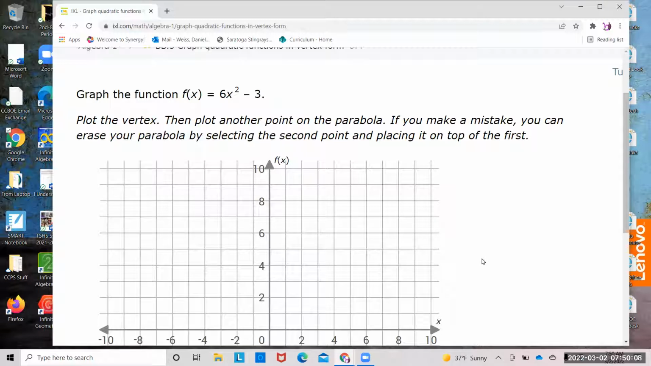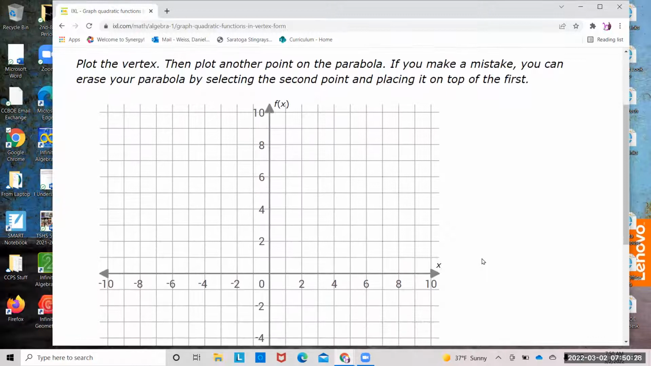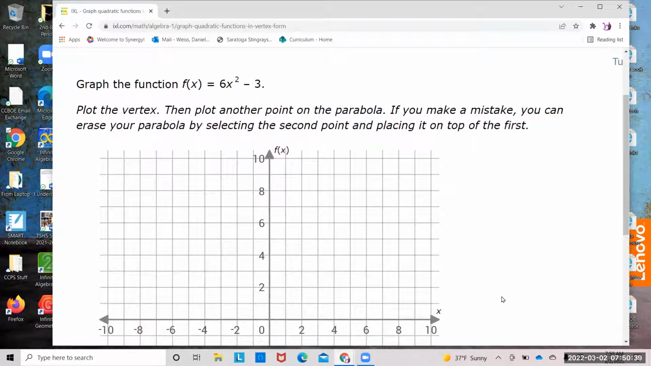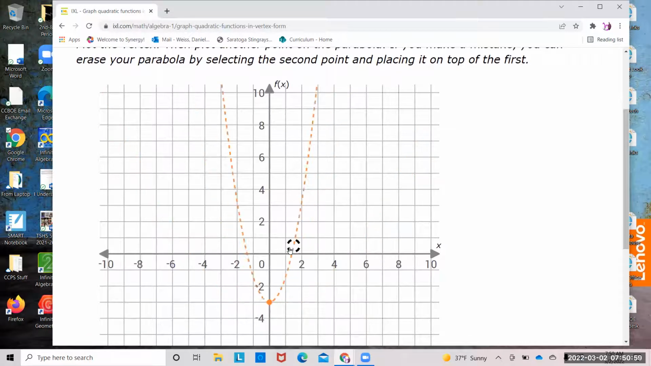Six x squared minus 3. Okay, I'm going to put 0 in for x. 0 times 0 is 0. 6 times 0 is 0. But after the 0, I have to go minus 3. So if I go to 0, I've got to go to minus 3. Boom. No problem. Once again, I'm going to put in 1. 1 times 1 is 1, right? 6 times 1 is 6. What's 6 minus 3? 3. So when I put in 1, I'm going to go to 3. Done, right? Easy.